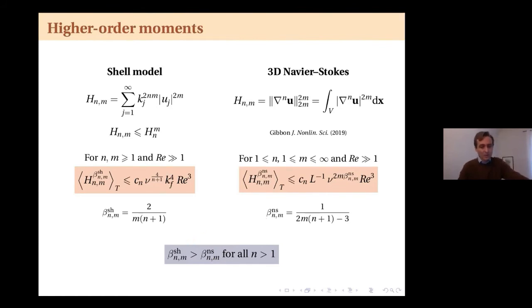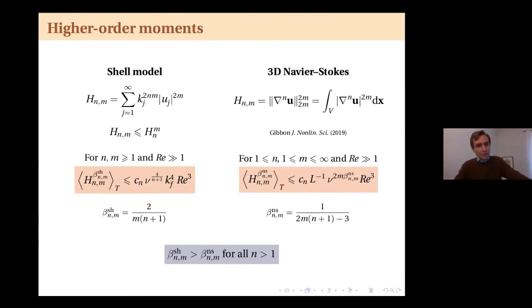the case n equal to 1, which means that the shell model and the 3D Navier-Stokes equations display the same dependence on Reynolds at the level of the energy dissipation, but for higher order derivatives and higher order moments, the shell model is always weaker in the Reynolds dependence. So how can we explain this difference?